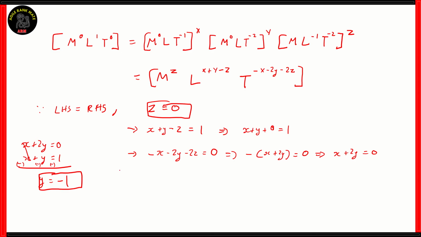Now we'll substitute the value of y in x plus y equals 1. So x plus y equals 1 becomes x minus 1 equals 1. So therefore, x equals 2. So now we know the powers to which C, G, and P are to be raised.